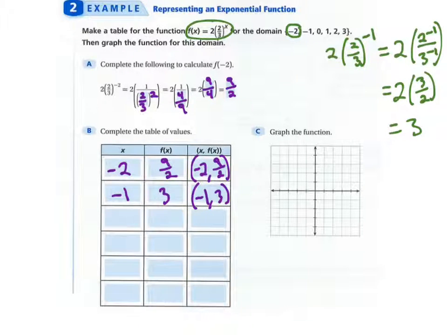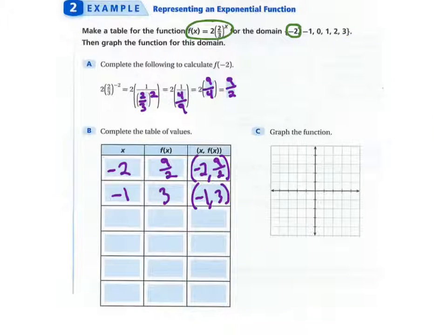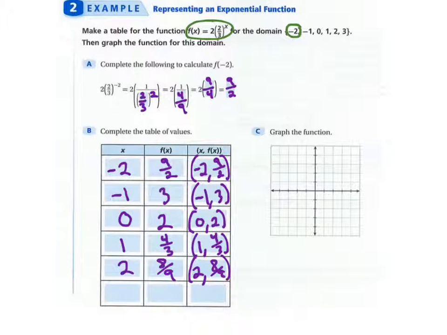Go ahead and pause, fill out the rest of the table. Okay, here we go. There's what I got. If you got anything different, I suggest you pause and try to find your error.